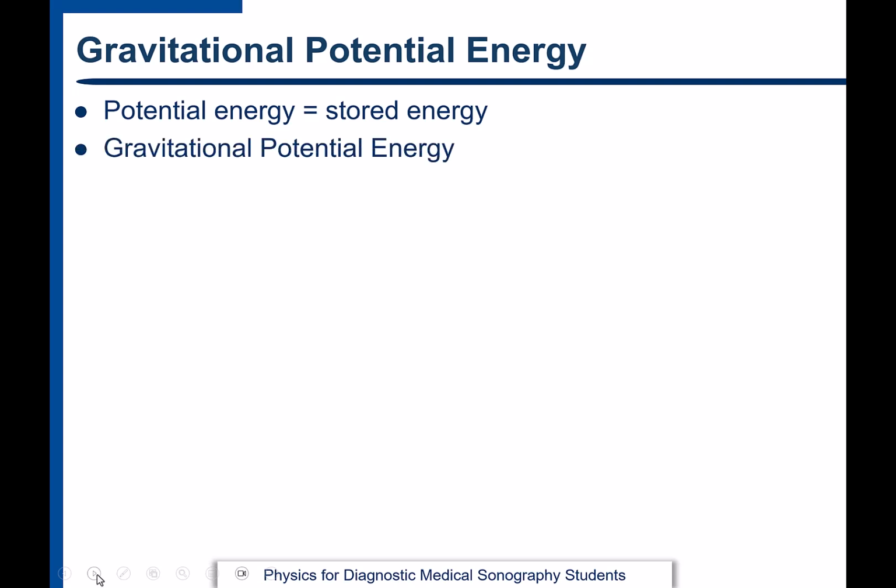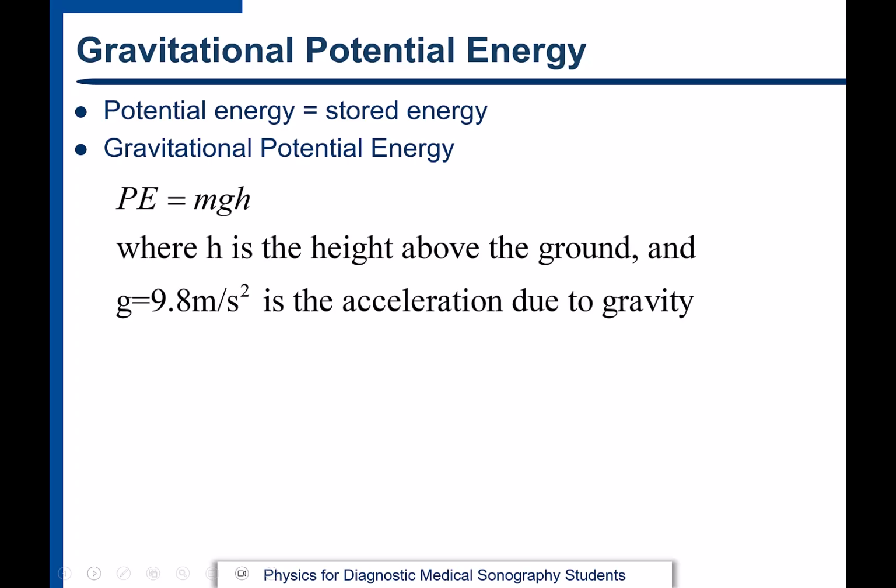So gravitational potential energy is the energy something has due to gravity. In other words, due to being a certain height off the ground. And the way we calculate potential energy is we just take the mass of the object, multiply it by g, the acceleration due to gravity, and multiply it by how high off the ground the object is. So if I've got an object some height h off the ground, then if that object has a mass m, I can simply calculate the potential energy there.